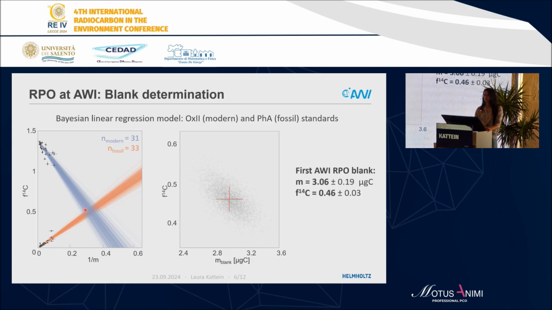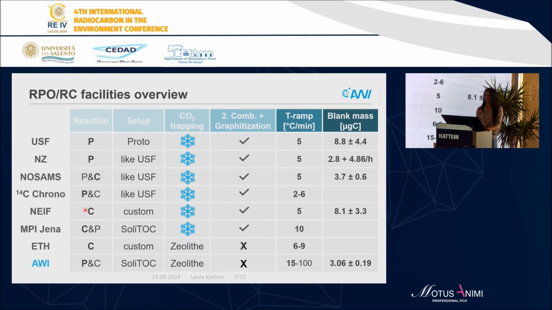In this first attempt, the result was a blank with a mass of 3 micrograms of carbon and an F14C value of 0.46. And with this initial blank, we could then start to think about an interlab comparison.